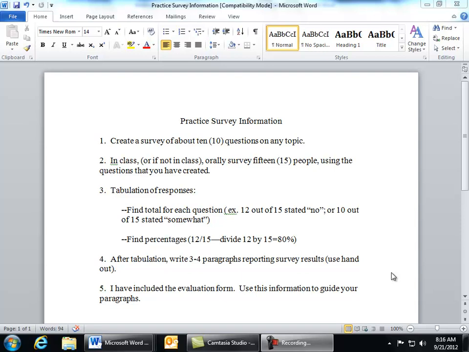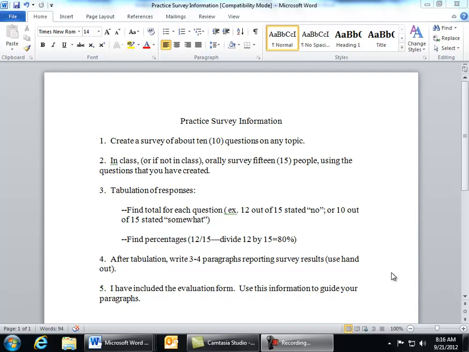When it comes to creating our survey information, we're going to create a survey of about 10 questions on the topic of our choice. In class, or if not in class, you will orally survey 15 people using the questions that you have created. It is crucial that you survey at least 15 people. You want to make sure that your research and information is valid. When it comes to actually asking people the questions that you would like to create, we're going to get to that in just a moment.